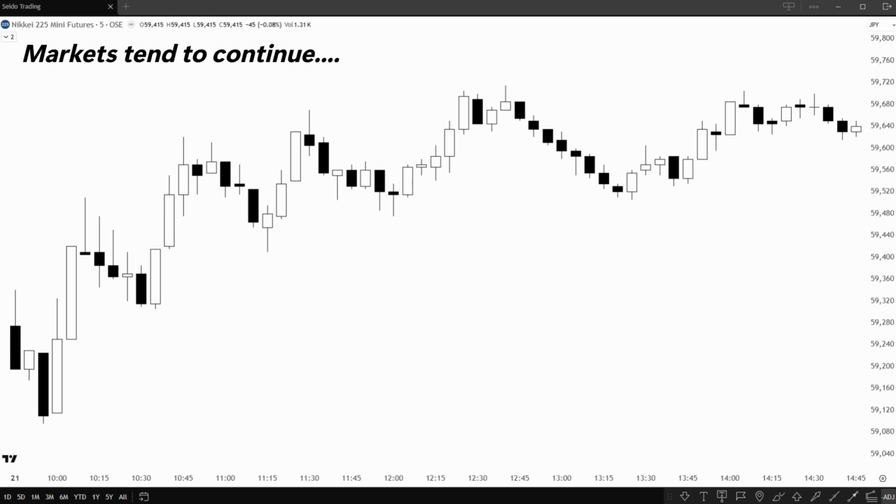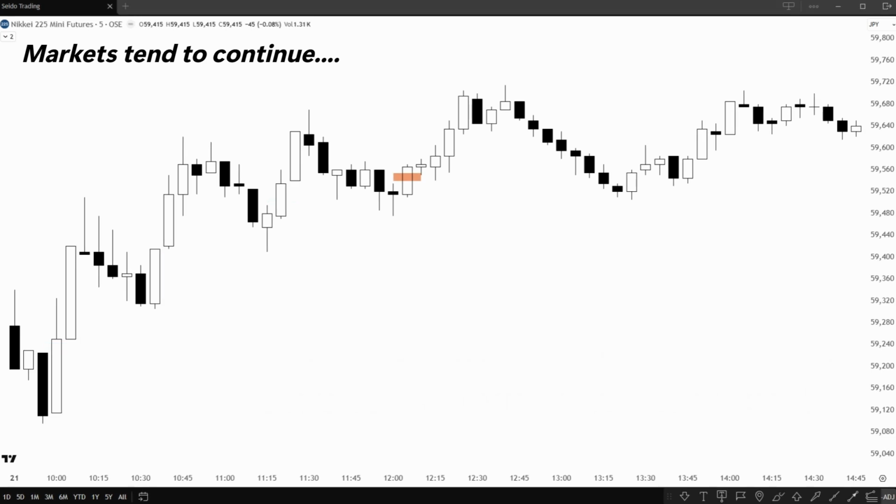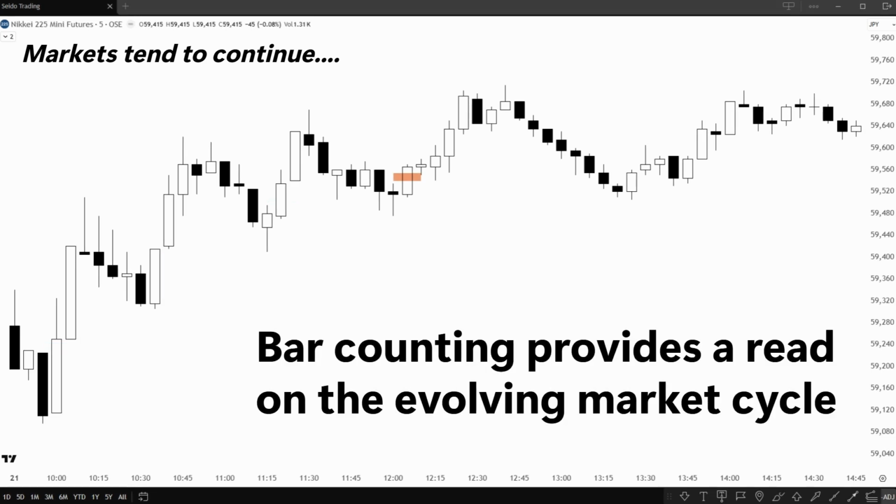Bar counting gives traders a consistent and measurable way to read the strength of a trend. Momentum that pushes through to a new high, often H1, is strong. Bulls had relative strength compared to the bears and were able to force this new high. That's directional conviction from the bulls. When the count moves to an H2 before the high is exceeded, the momentum is weaker. This tells traders a story about where they are in the market cycle.